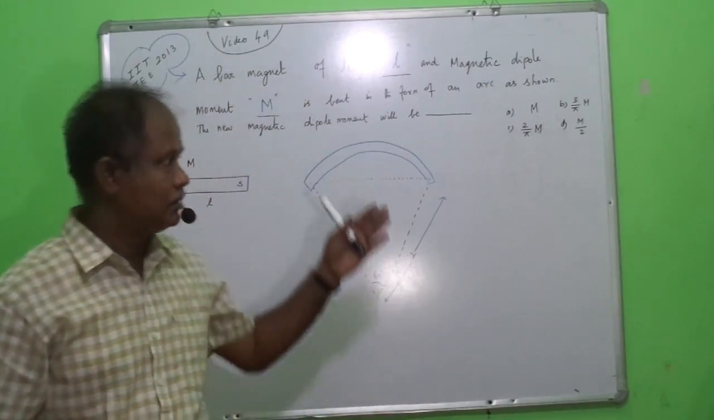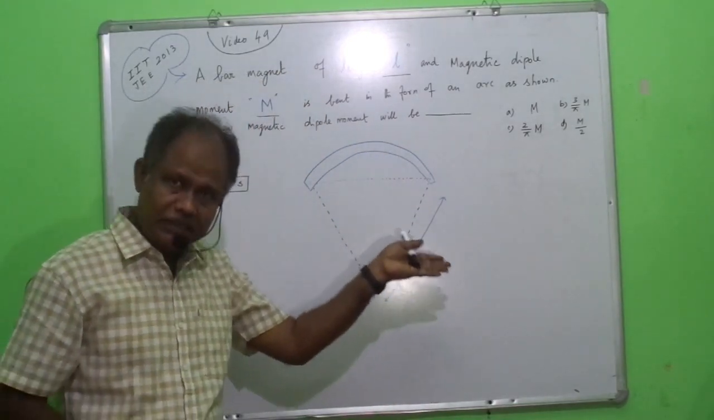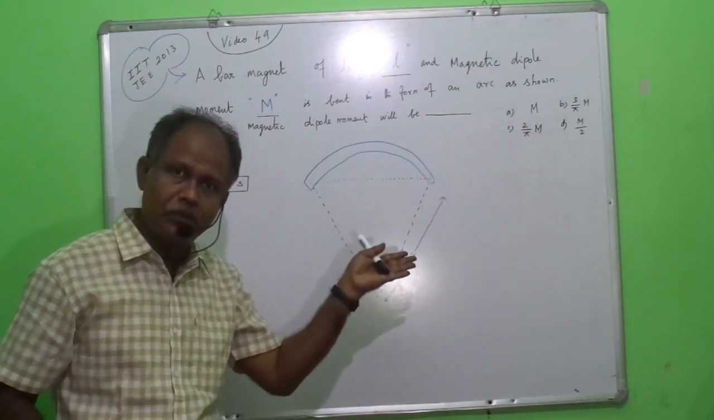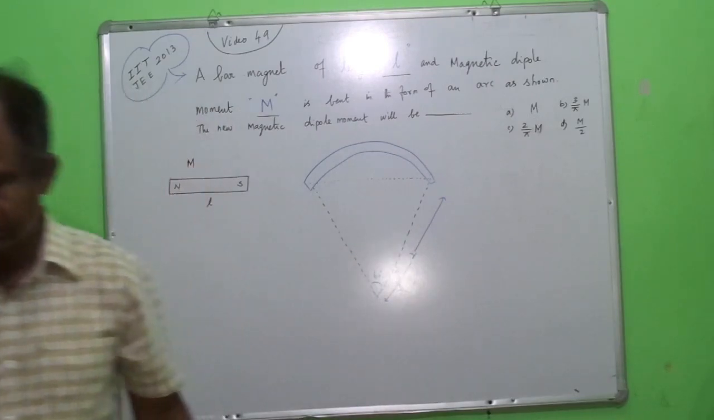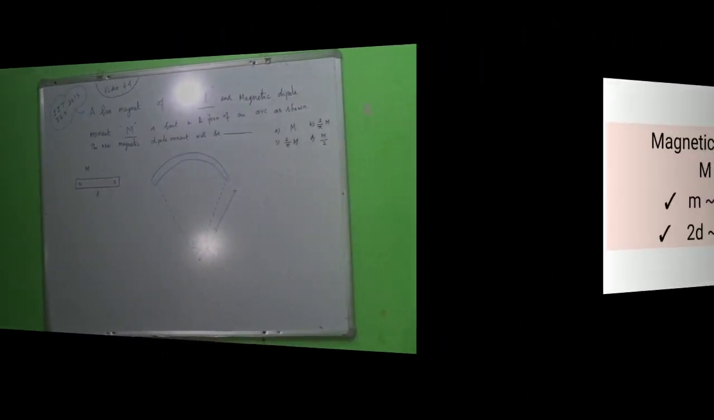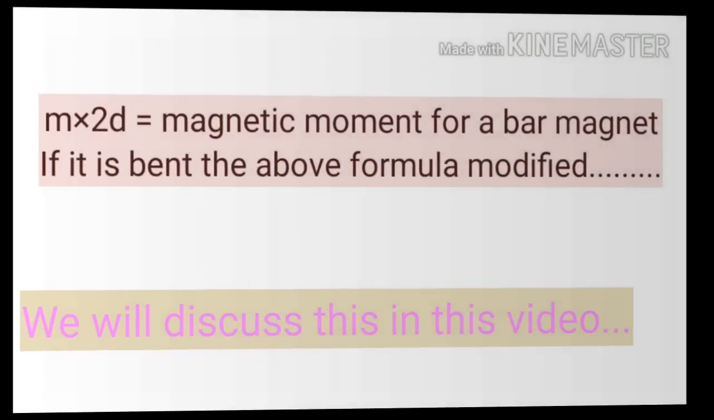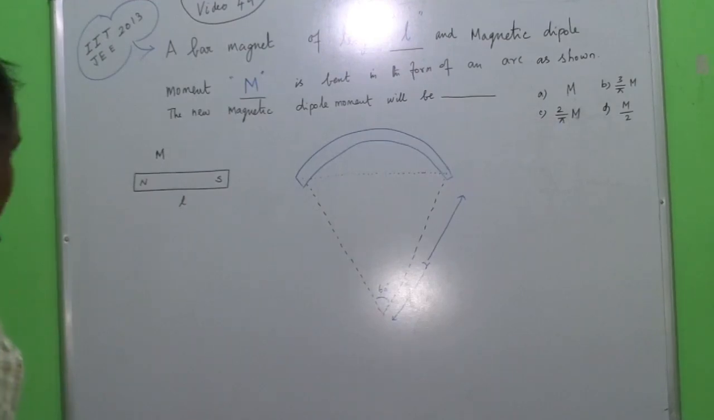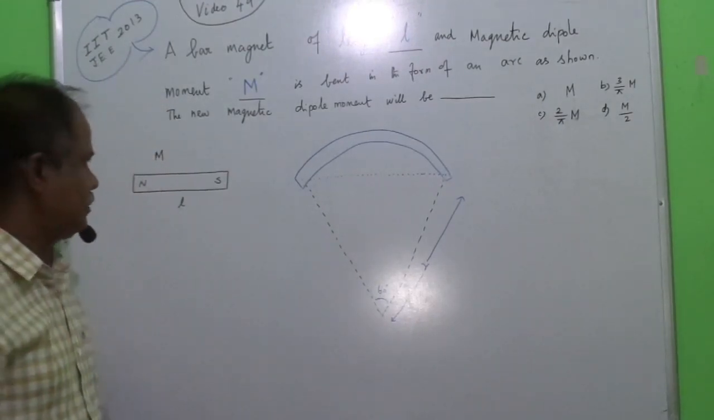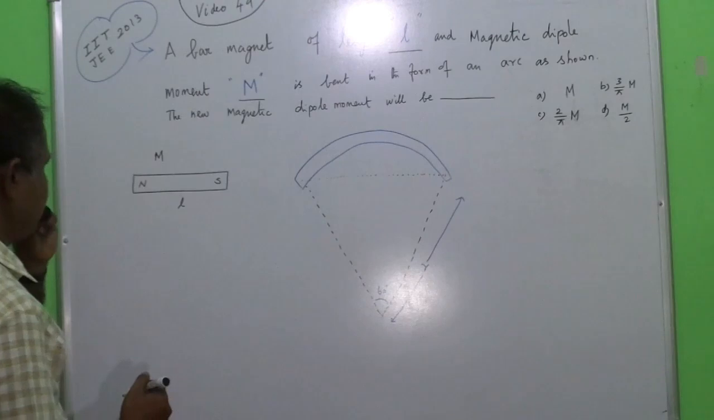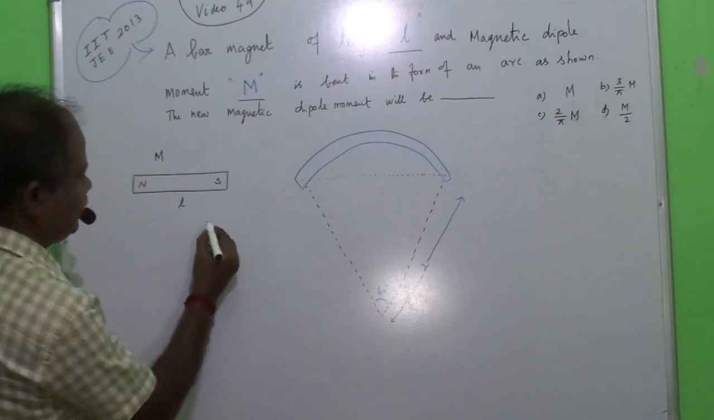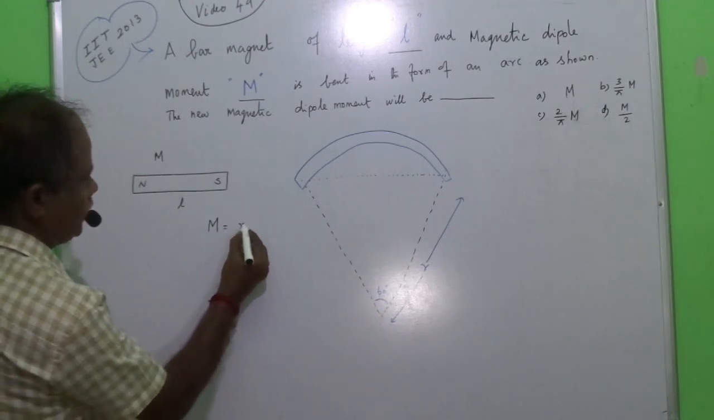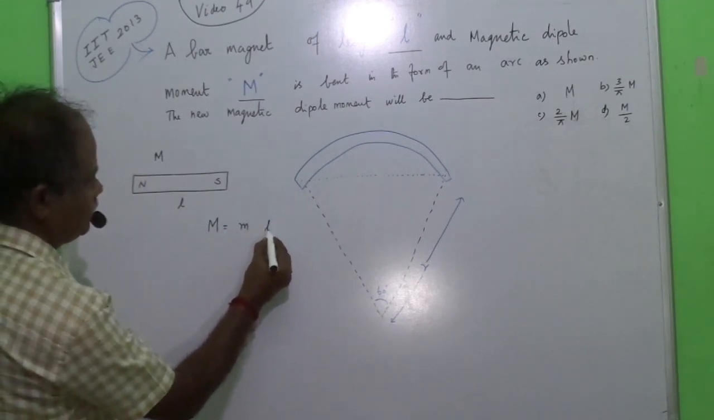Shall we discuss dipole magnetic moment? After that we will follow this one. Yes. The dipole magnetic moment, represented by capital M, is nothing but small m into L.